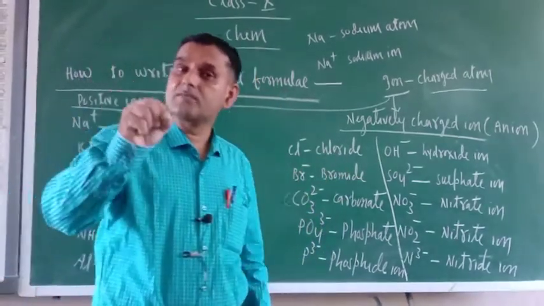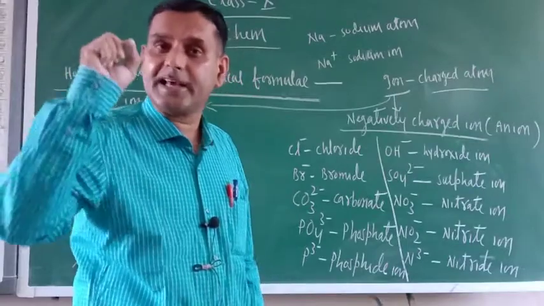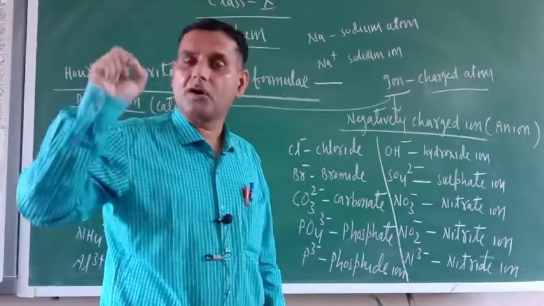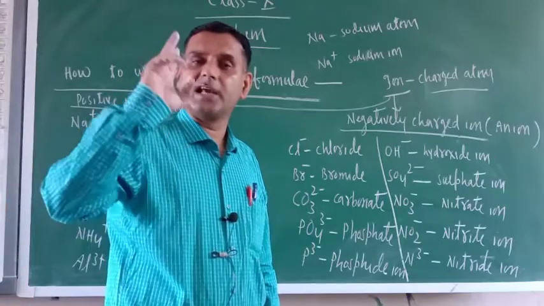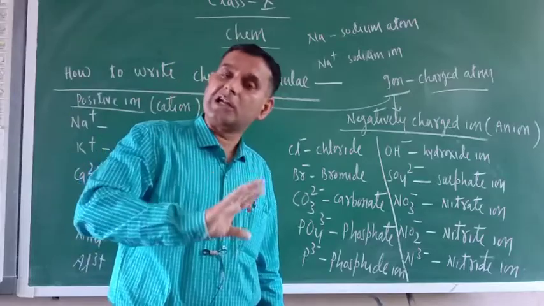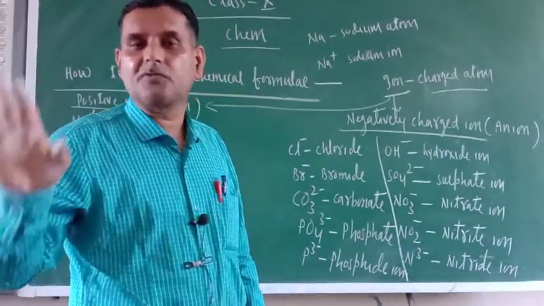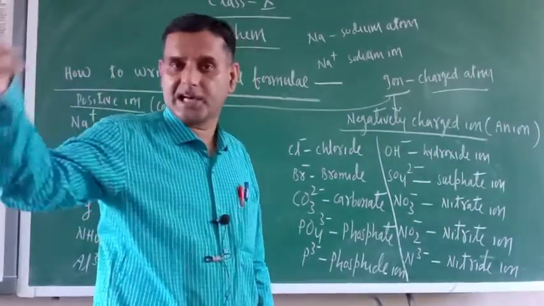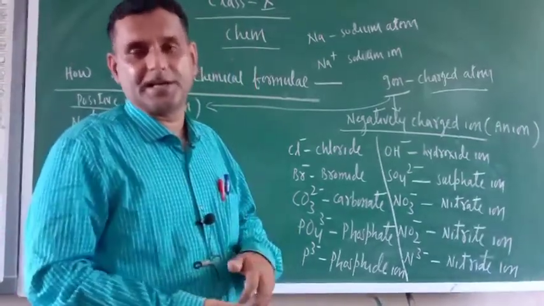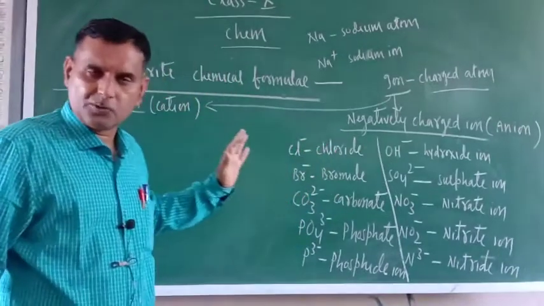Atoms which have exactly 8 electrons will neither form a positive ion nor a negative ion. Similarly, atoms which have 4 electrons in their outermost shell will also not form a positive or negative ion. It will share electrons with other atoms and complete its octet. So I hope that you understood.